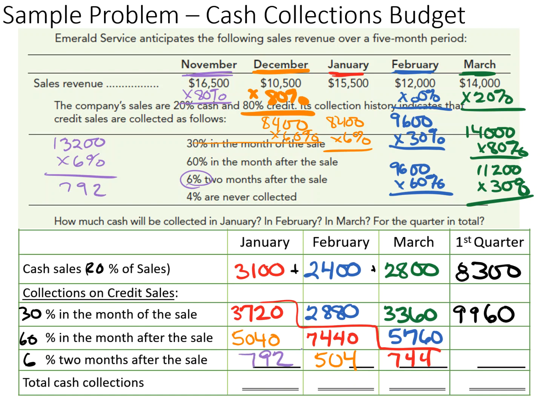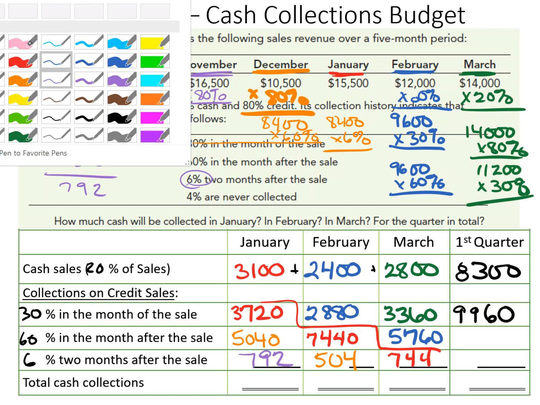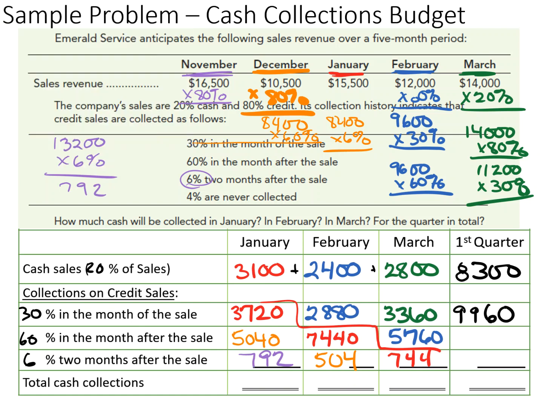Now we just need to add everything across. If we add all these across, we'll get 18,240. Add the next line, 2,040. Total cash collections, if we add them all going down, we should get 38,540. Now we can also double check that number by adding all these numbers down.